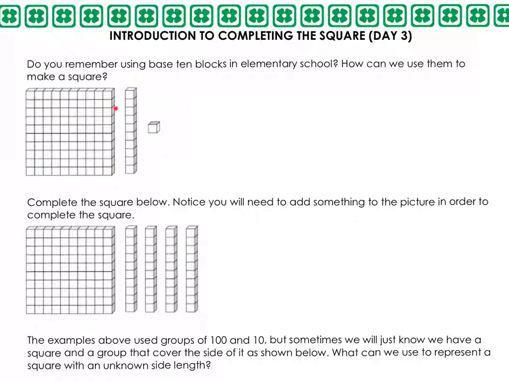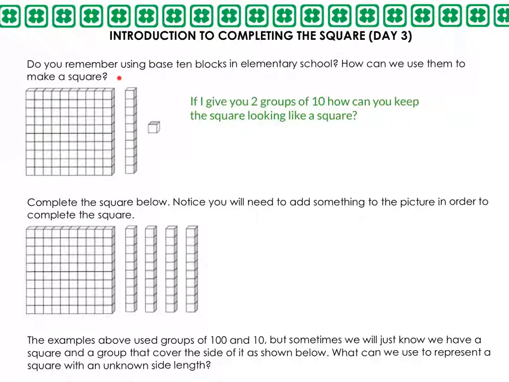But let's say I give you a group of these 10s, and I want you to go ahead and make a square out of it. So let's say, just for this example, I gave you two groups of 10. How can you keep the square looking like a square? So in order to answer this, you have to think, well, what makes a square special? Why is a square different than, say, a rectangle?